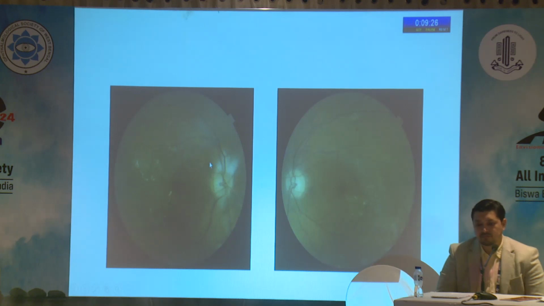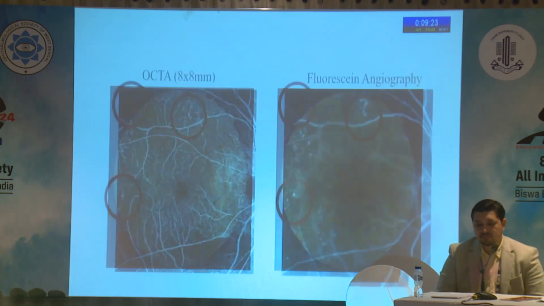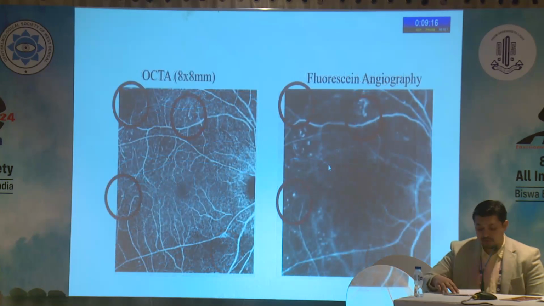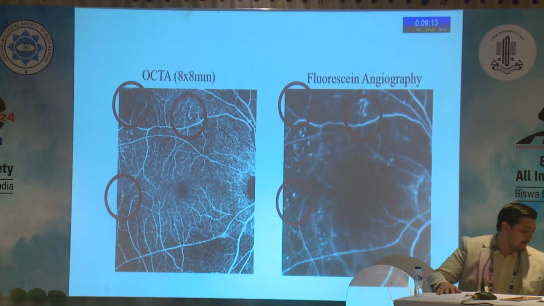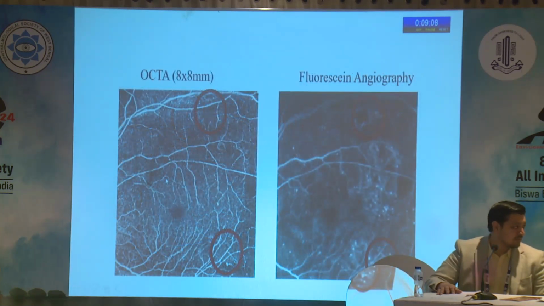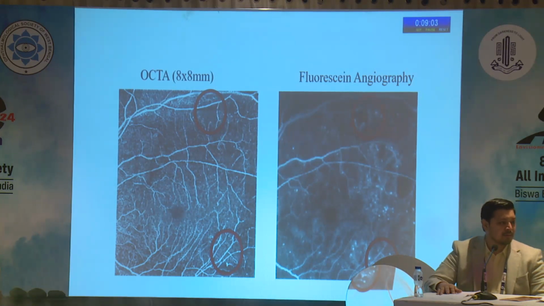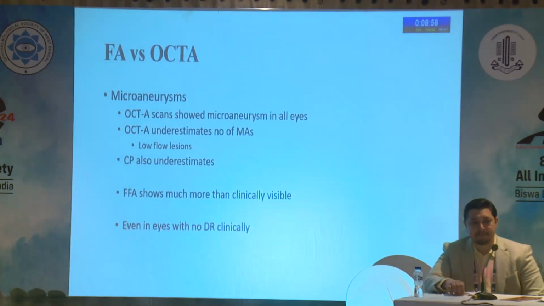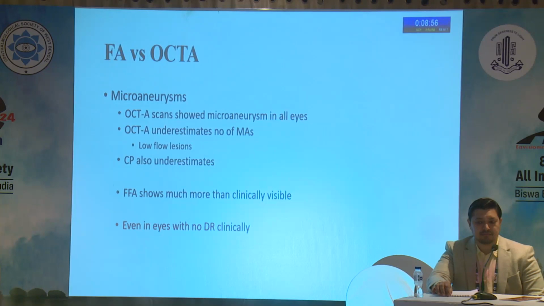So this is a patient with non-proliferative diabetic retinopathy. When we compare OCTA versus FFA, you can see there are many more microaneurysms visible on fluorescein angiography but much less visible on OCTA. This is another patient, a similar thing happening. You can see certain microaneurysms which we can see on FFA are not visible on OCTA. Why this happens we don't know, but probably microaneurysms are low flow lesions, and that's why OCTA is not able to make out the phase difference.